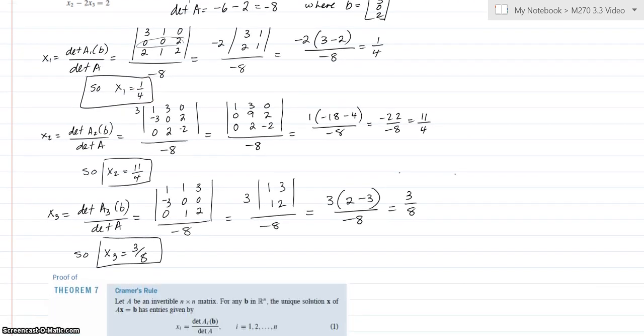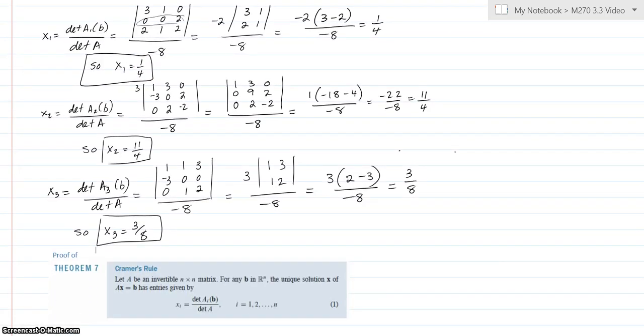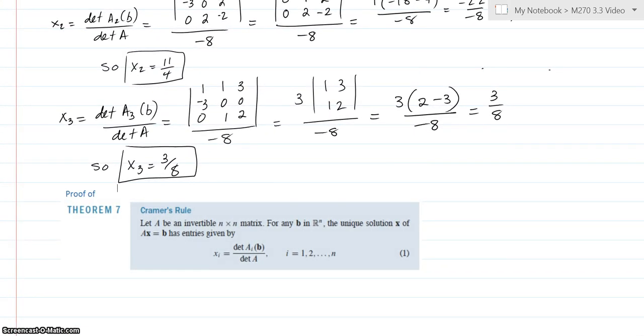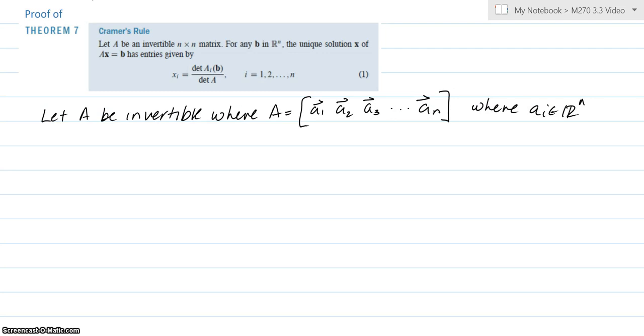What I'd like to do next is show you the proof of this Cramer's rule. So let's go ahead and do that. I would like to do this for a general n by n matrix. So I'm going to let A be an invertible matrix where A is written as a set of vectors a1 through an, where each ai is in Rn, so that makes it an n by n matrix. And I is equal to e1, e2, dot, dot, dot, all the way to en as we have defined it before.